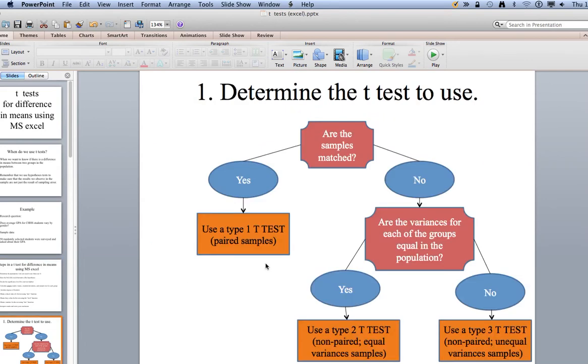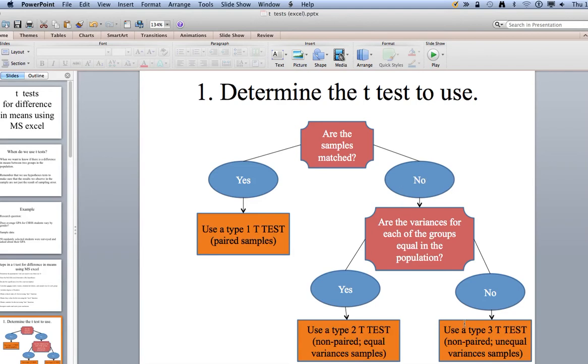So first, remember from a previous video, we need to determine what type of test we're going to use. We asked ourselves, are the samples matched? In this case, the sample of female students are not matched to the sample of male students. They are not matched, they are not paired. The composition of one doesn't depend on the composition of the other. We cannot pair them one-to-one, so the samples are not matched. The answer here is no.